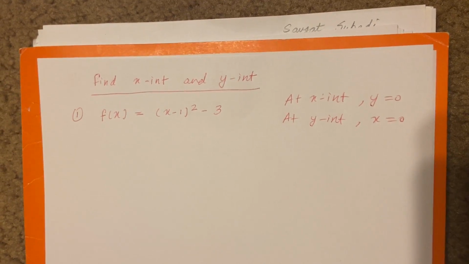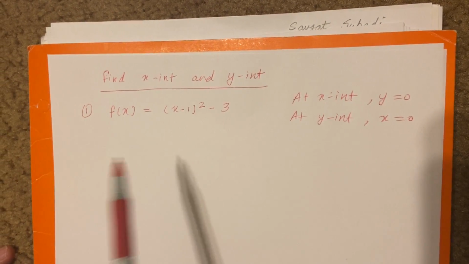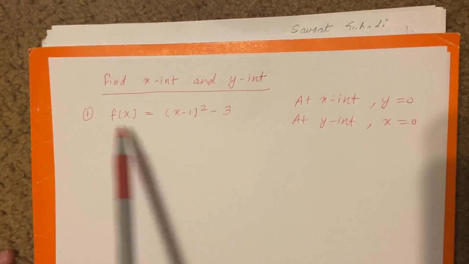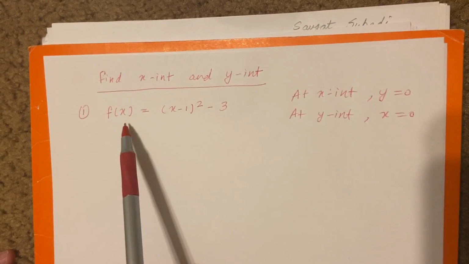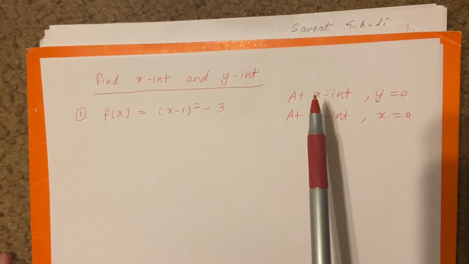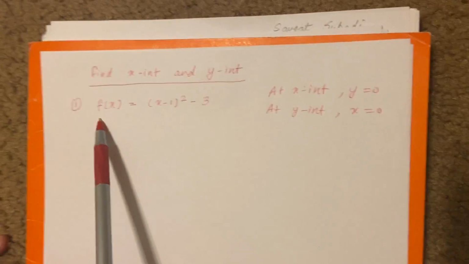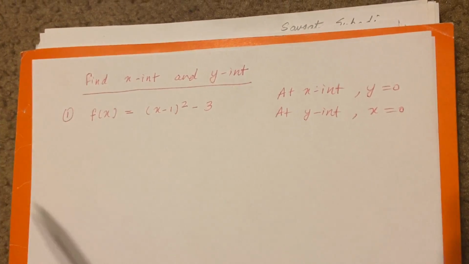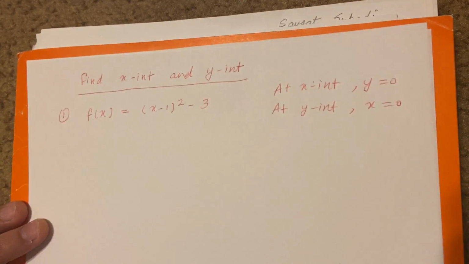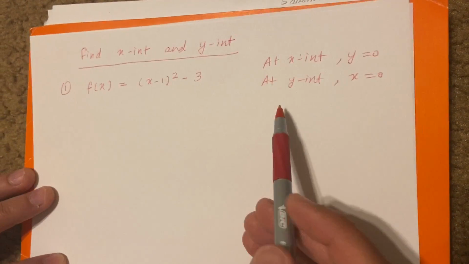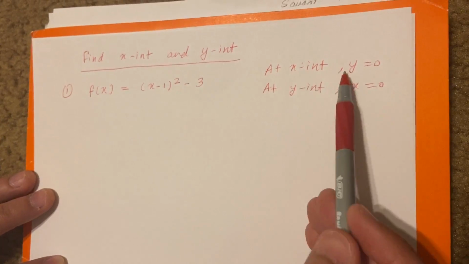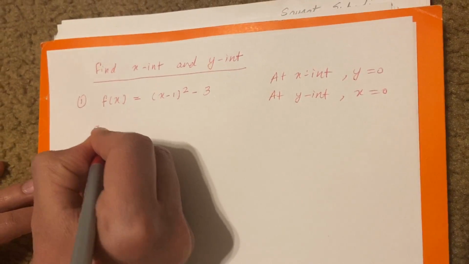All right, welcome back. In this part, I will be showing you how to find the x-intercept and y-intercept of an equation, something like this, and another one as well. For this one, to find the x-intercept, we know that at the x-intercept y is 0, so let's first find the x-intercept.